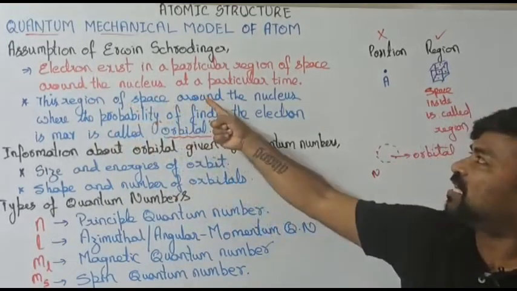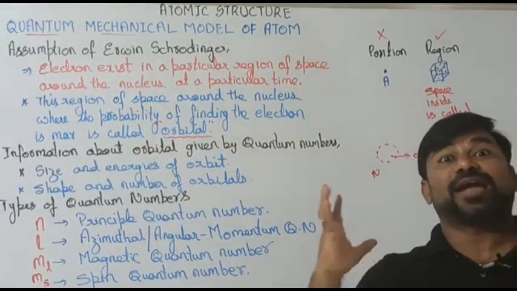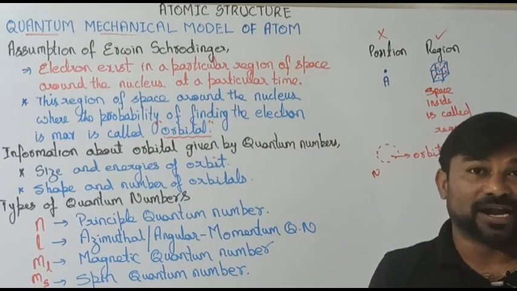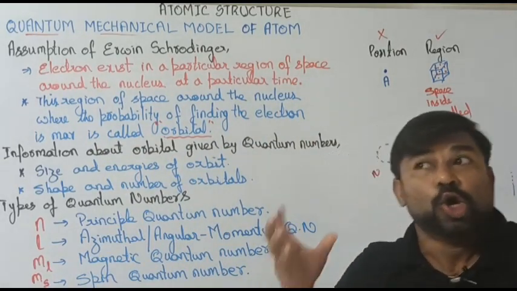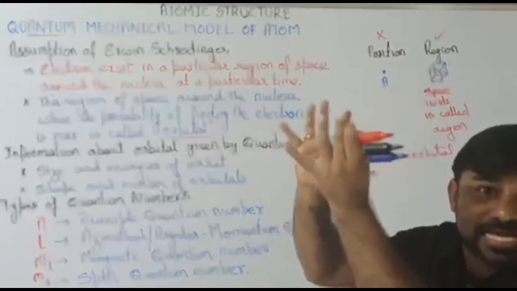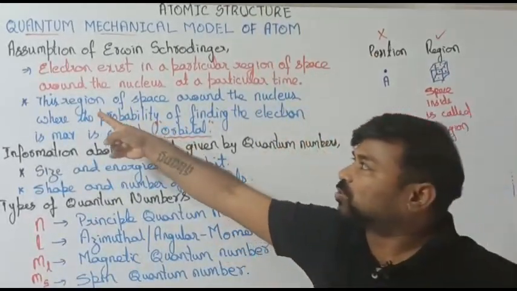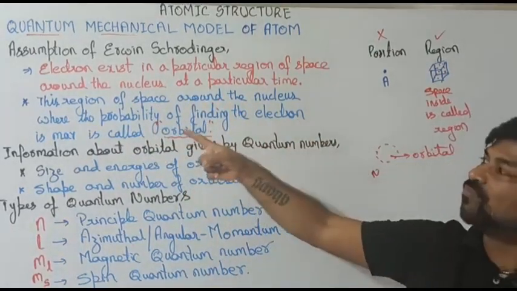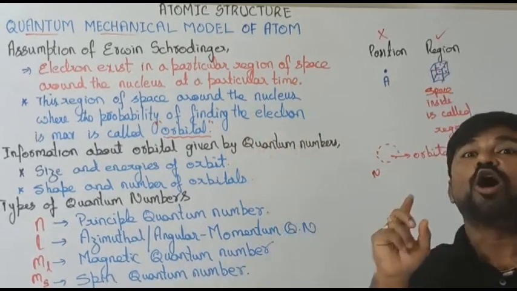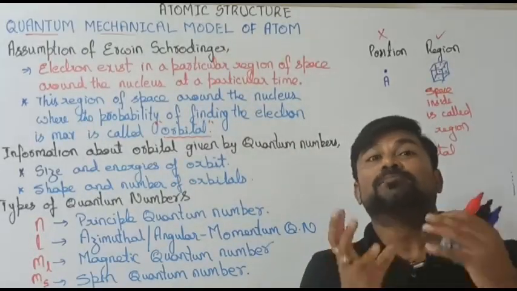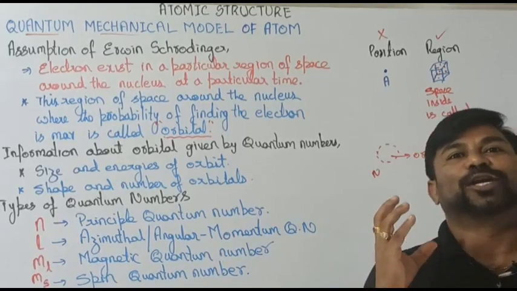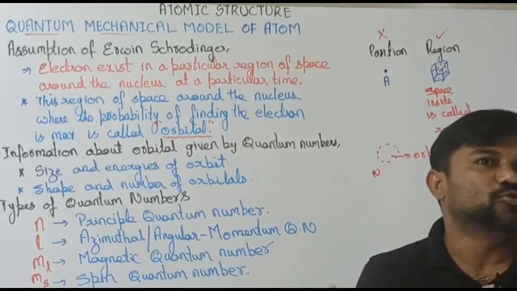The region of space around the nucleus where there is a finite probability of finding the electron. There are much chances of the electron to be present at that place at a particular time. That space is called an orbital. The region of space around the nucleus where the probability of finding the electron is maximum is called an orbital. This means Mr. Erwin Schrödinger has brought a new concept called orbital.